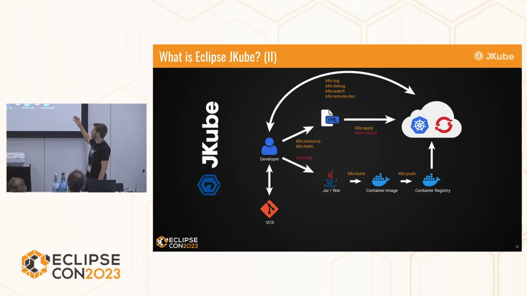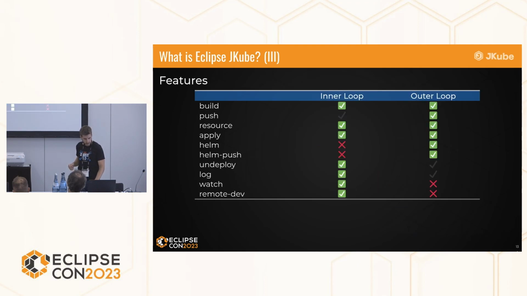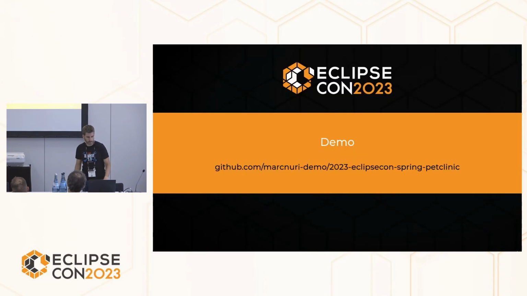And in addition to all of these goals, we also have some that will help you in the development phase, or in the inner loop, like log, which will allow you to print the logs of the application running in the cluster, debug, to live debug the application that's running as a container, and remote dev, which is a really cool feature that will allow you to live code the application which is running in the cluster. If you come to our demo session tomorrow, you will be able to see it live. This table shows how some of these features would apply to the inner and outer loop, but I really don't want to spend much time on this, so I think it's better if we see it in action.